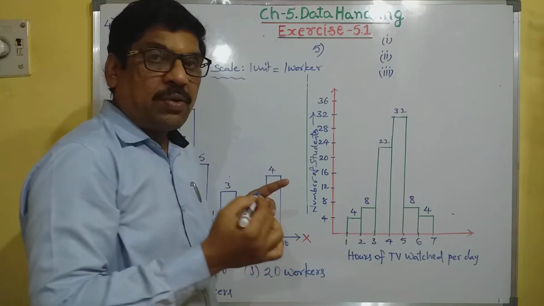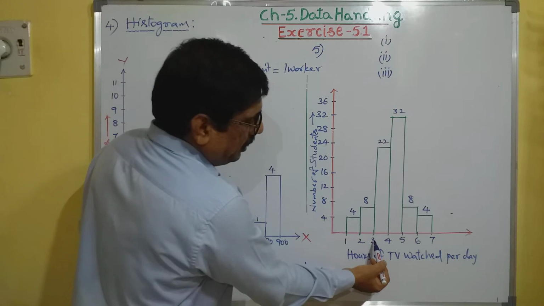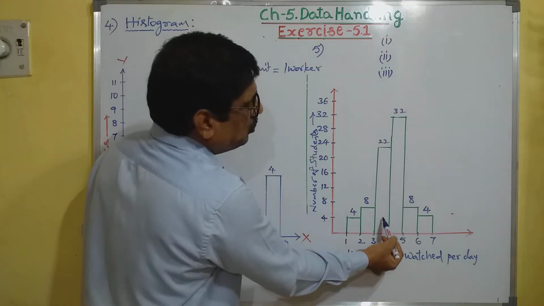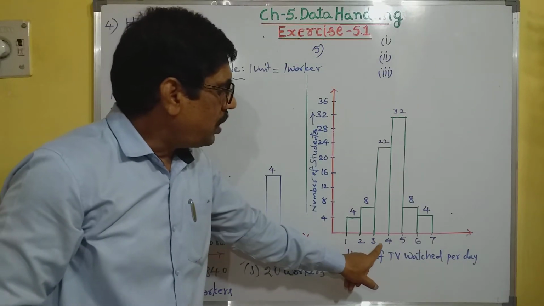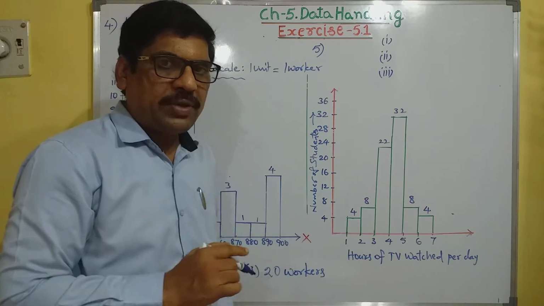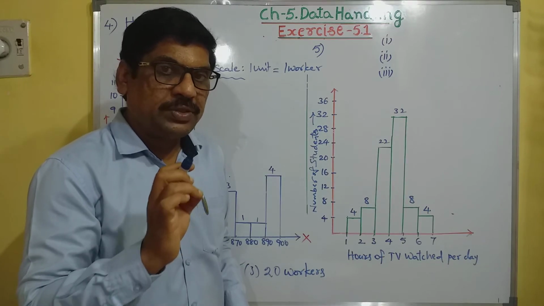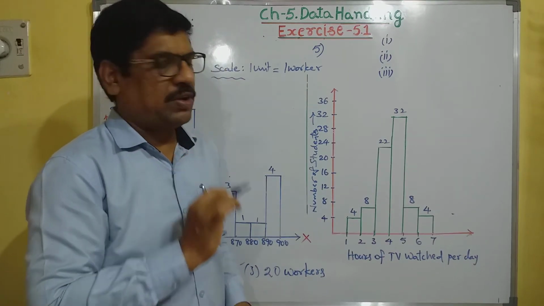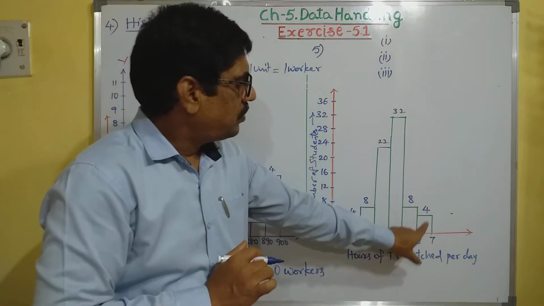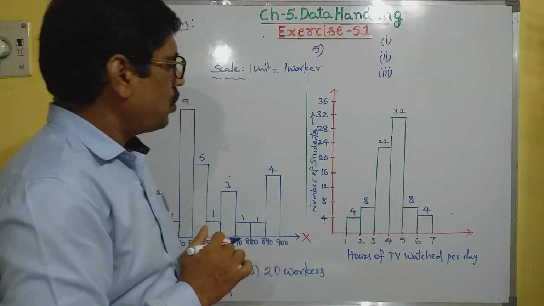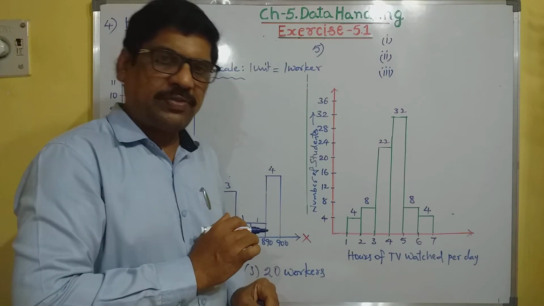Okay, how many students are watching the TV for 3 to 4 hours? Look at this and tell me. 3 to 4 hours means in between 3 and 4. This is showing the height 22. There are 22 students watching TV for 3 to 4 hours. Now I am asking you a question. Look at the diagram and tell me how many students are watching the TV for 6 to 7 hours. Can you tell me? For 6 to 7 hours. Yes. The height is 4. So it is 4. Like this you have to get the information from this graph.